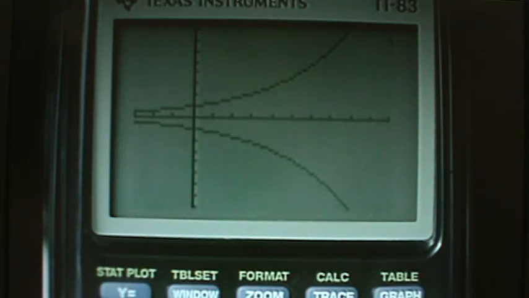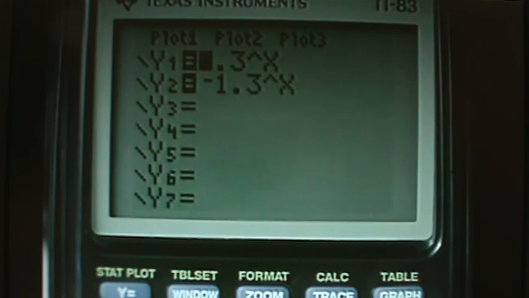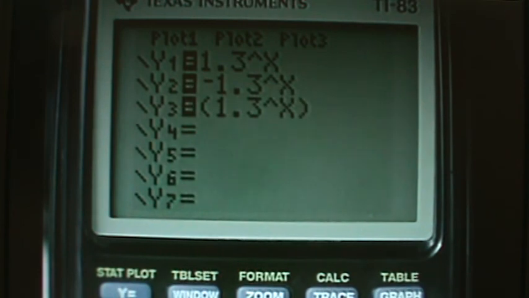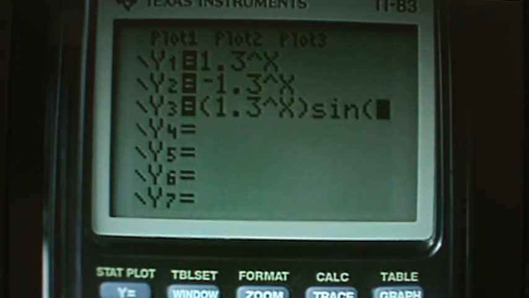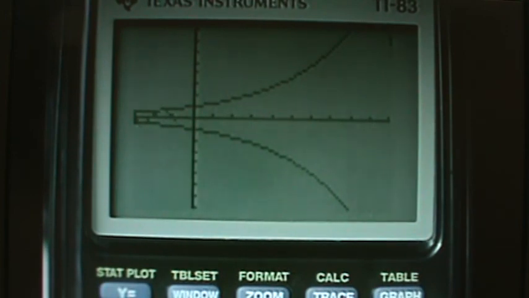Now all I need to do is multiply, use this function as a coefficient. So I will write 1.3 to the x power times, once again I forgot to confine this within parentheses. So I'll go back and insert a parenthesis here and here. And then I want this sine curve to be kind of wiggly, so I'll make it sine 3x. And here's the graph.